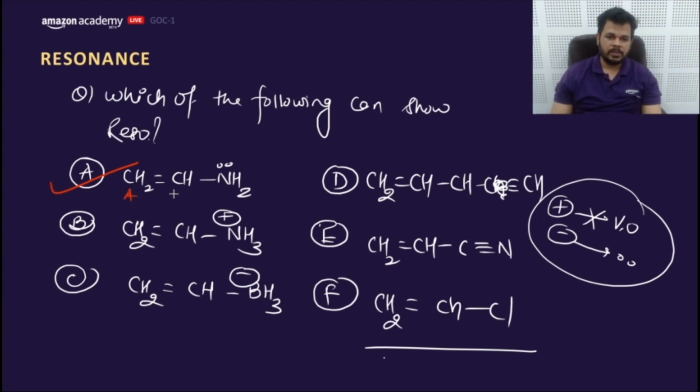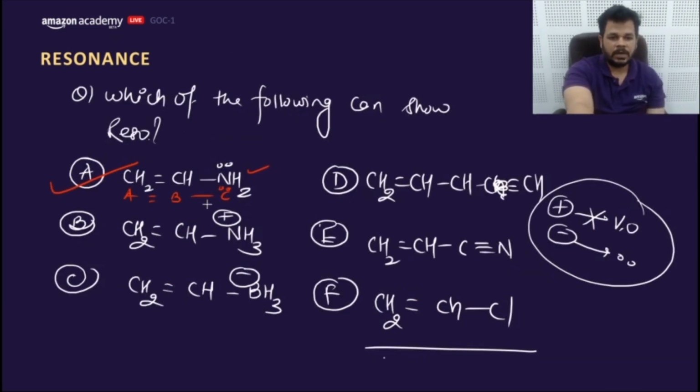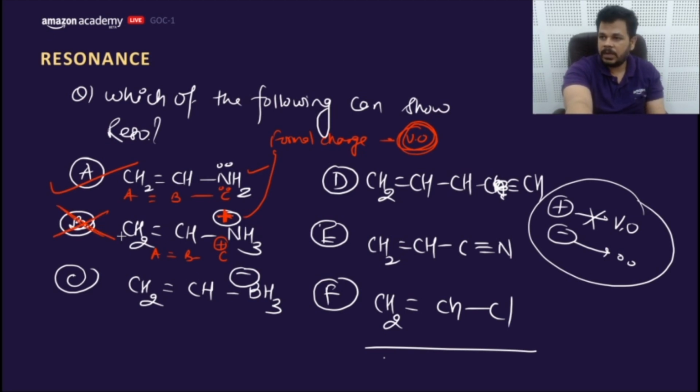This is A and this is B and this is C, which has a lone pair. This is the condition which we discussed earlier. A double bond B, C has a lone pair. That means the resonance condition is satisfied. Now this is A double bond B and C has a positive charge, but this positive charge is a formal charge which does not represent any vacant orbital. So it will not participate in the resonance.